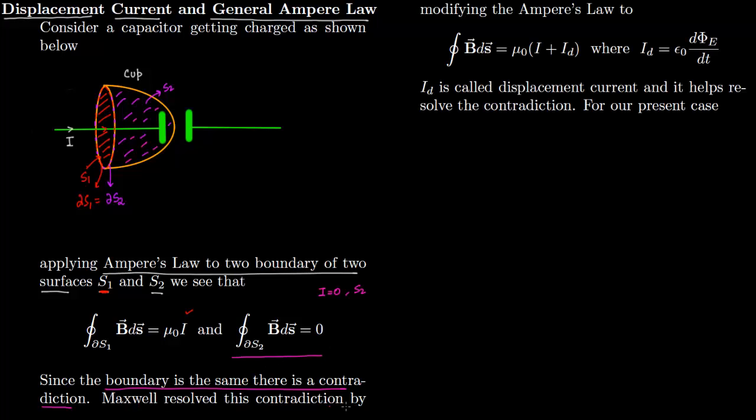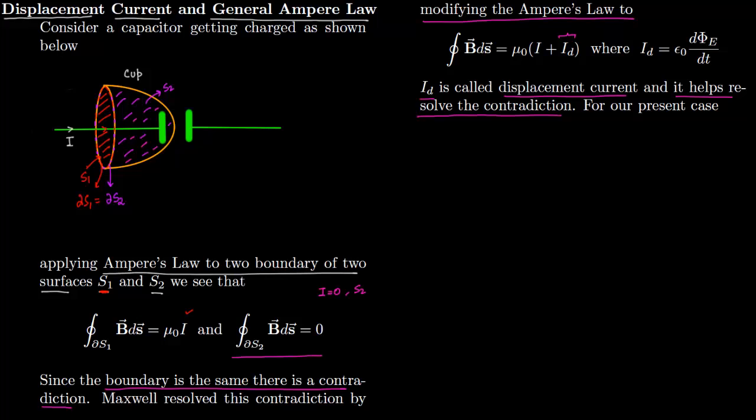So Maxwell resolved this contradiction by modifying Ampere's law. He modified it, and instead of mu naught I, he added another term to it, I of d. This I of d is called displacement current, and it helps resolve the contradiction, which we will see in a minute. This I of d is given as epsilon naught times d phi by dt, where phi of E is the electric flux. So let us see first how it resolves the contradiction.